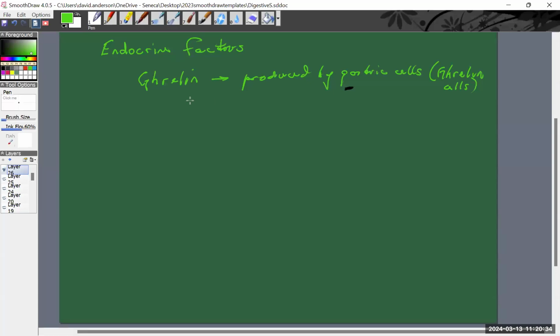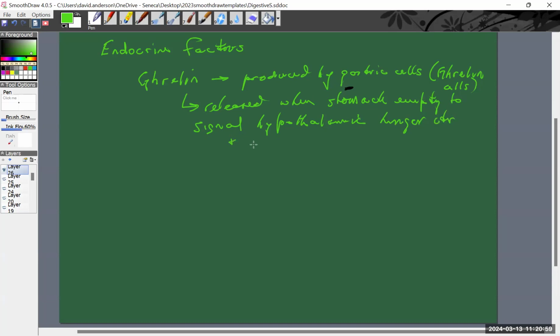So ghrelin is released when the stomach is empty, to signal the hypothalamic hunger center and the anterior pituitary gland to release growth hormone.